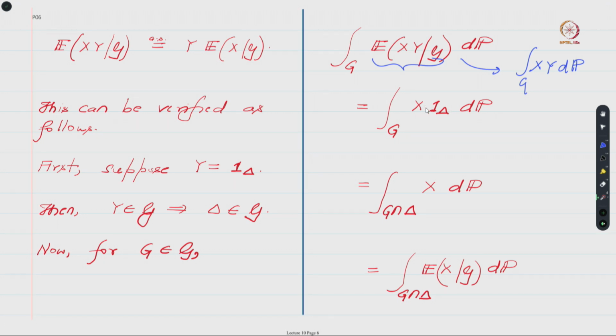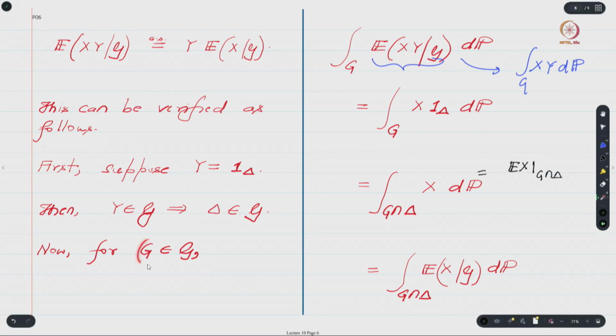Is that okay? Now because you have indicator delta, this delta can be moved here by introducing an intersection, hence this quantity equals the integral of x dP with respect to G intersection delta. In other words, this is basically the expected value of x indicator G intersection delta, right. But G belongs to calligraphic G and delta belongs to calligraphic G, and because this calligraphic G is a sigma field, one can conclude that G intersection delta also belongs to calligraphic G.